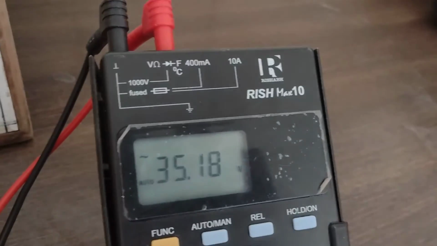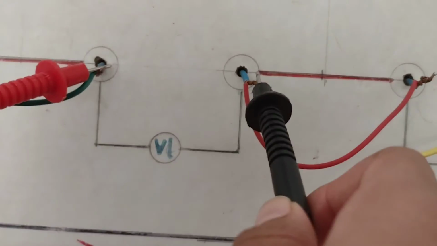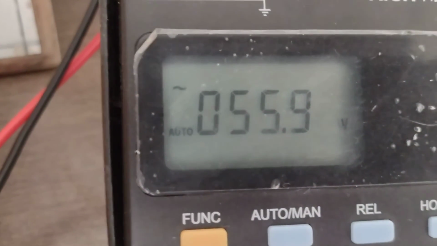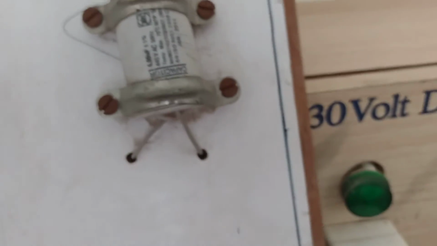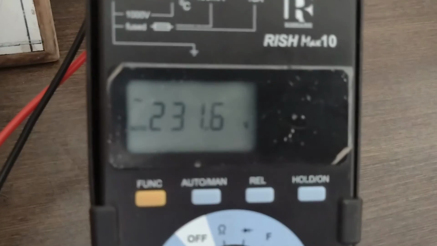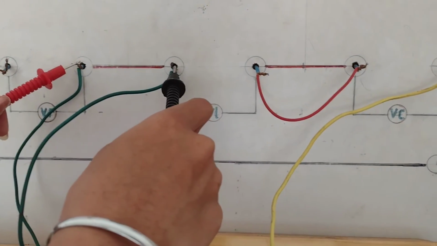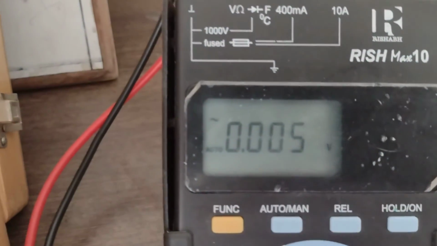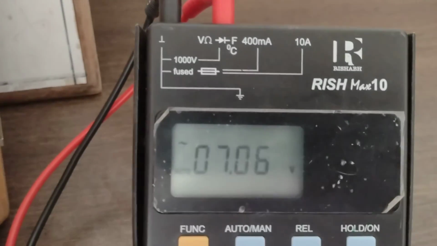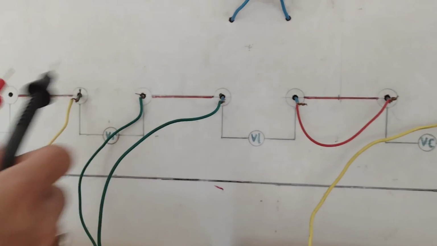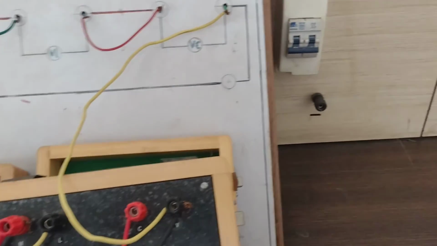Then we can measure the VR between these two terminals, which is shown by the multimeter as 35. Then VL, which is 55.9. Then VC, which is 2231. Then VRL. Then we can take further readings or repeat the same procedure.